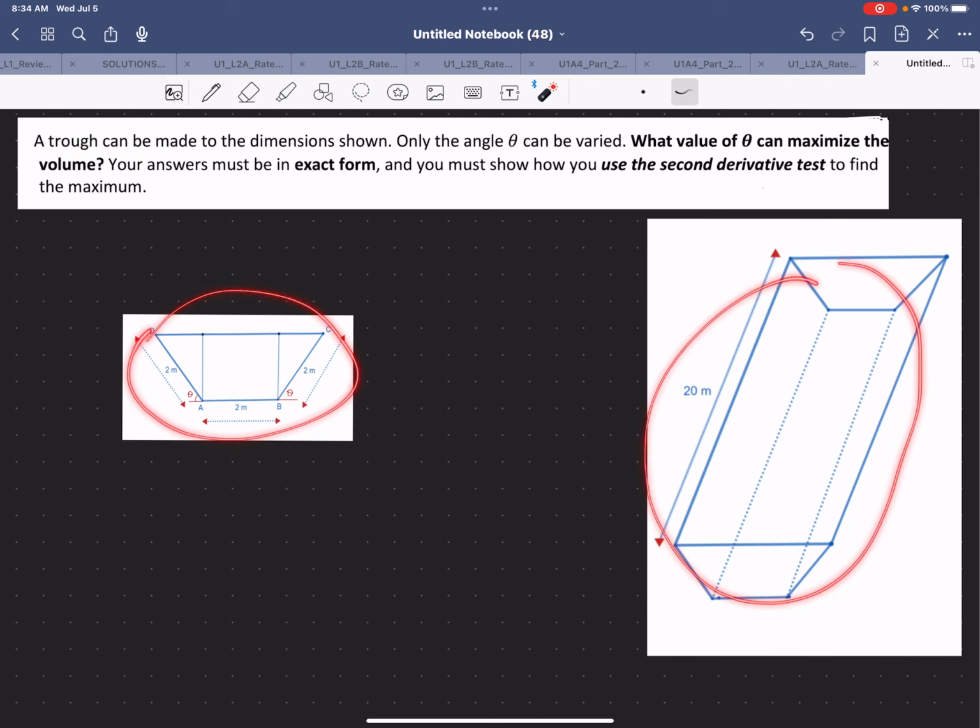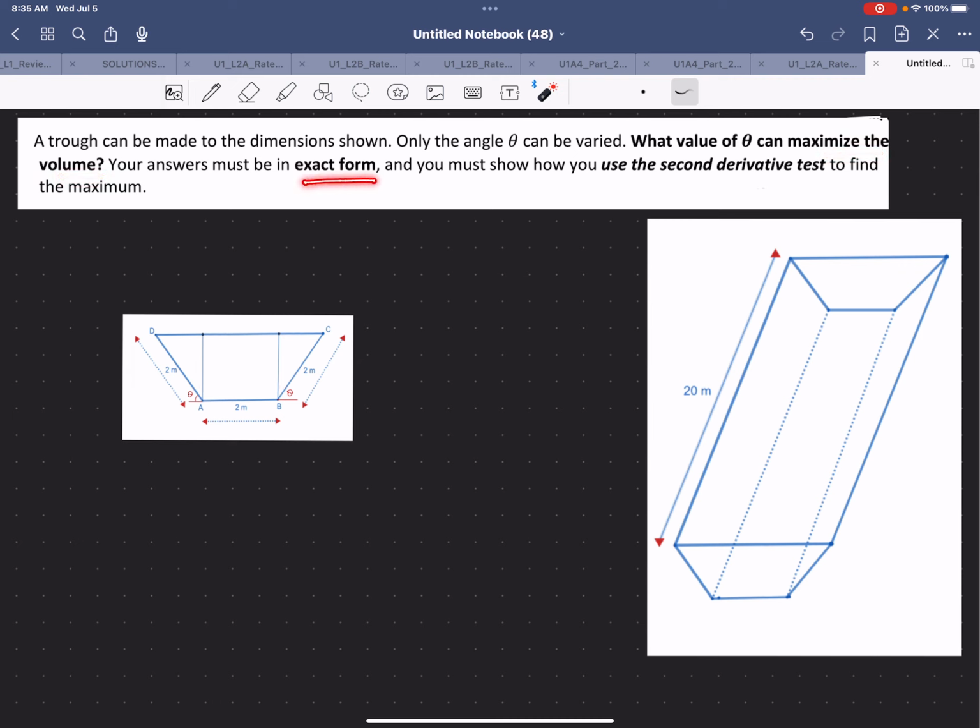So remember, first you read the question just to get a general idea of what it is about. Only the angle theta can be varied. Oh, wait a second. Where is angle theta? So I see angle theta right here. So this is the only quantity that can change. Now we want to find out what value of theta, so what would be this angle, so that the volume becomes a maximum. Your answers must be in exact form.